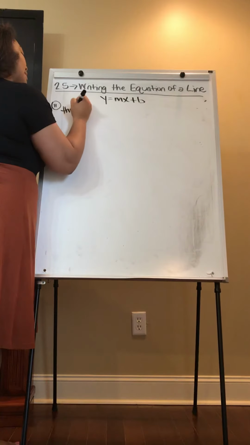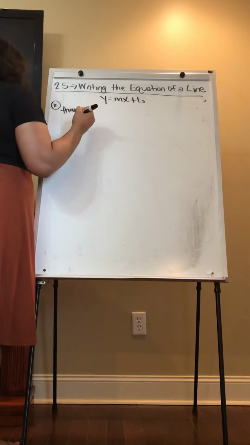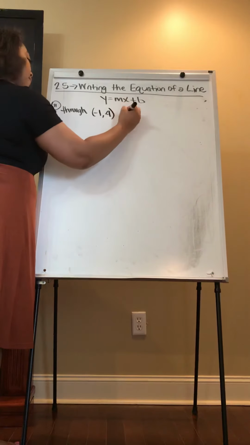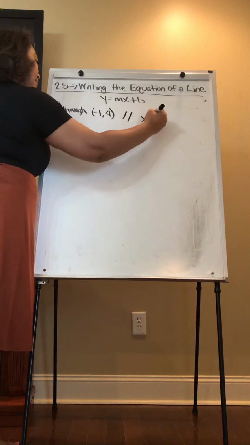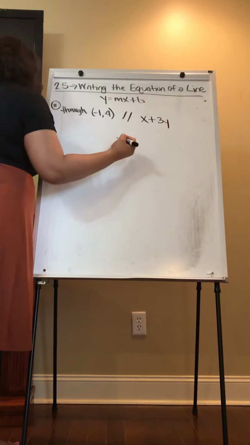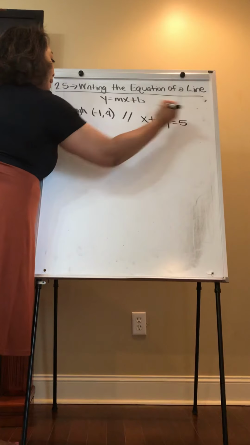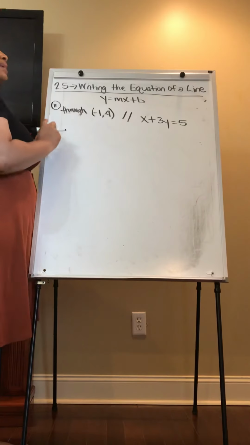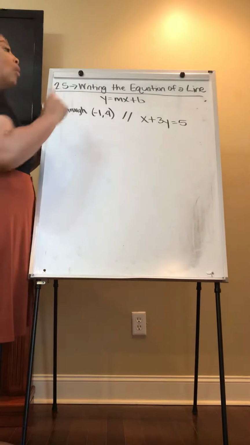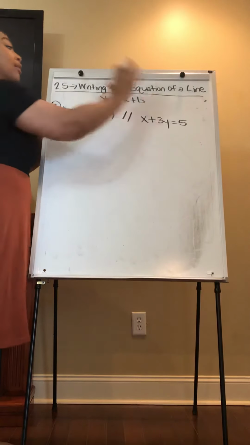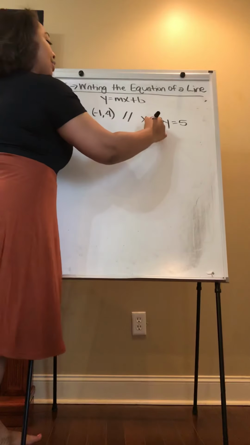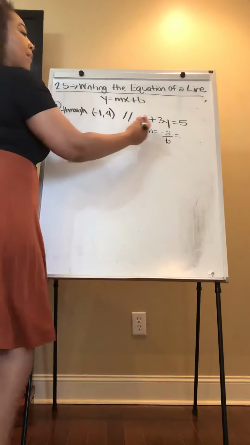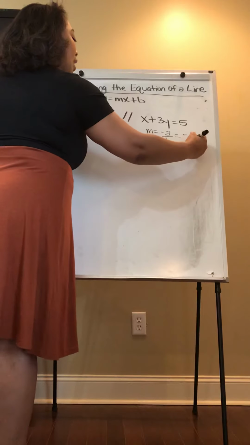So we're going to write the equation of a line that's going to go through the point -1, 4, and it's parallel to x plus 3y equals 5. Again, parallel means I want to be just like that line. I want to move like that line. So what's the slope of that line? Well, we're going to do minus a over b. So that would be a minus 1 over 3.